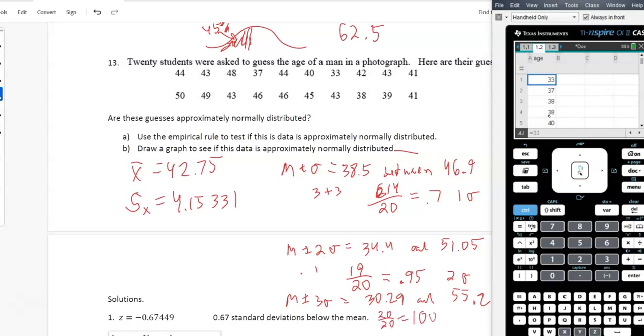which is 100%, which is pretty darn close to 99.7. So using the empirical rule, I would say yes, and I would make this a sentence. One standard deviation was 70%, which is pretty close to 68. Two standard deviations was exactly 95, which is perfect. And three standard deviations, 100%, which is pretty darn close to 99.7. So this definitely passes the test. We can say this data is approximately normal.